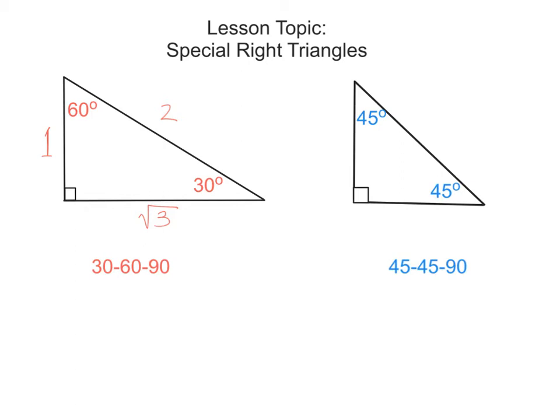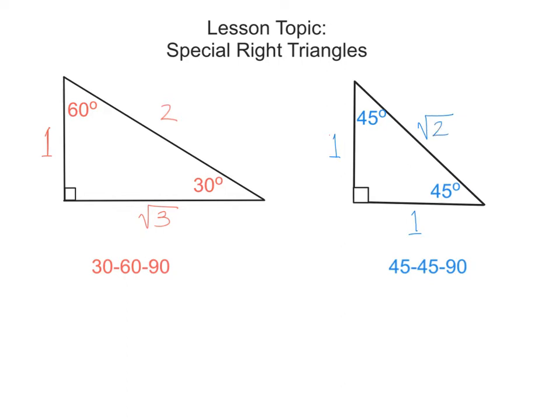Now the 45, 45, 90 triangle. Obviously this side and this side are the same length because they are across from two angles that are the same measure. So this is the same as this. Let's call those both 1. Okay, so 1 here, and this will be 1 here. So the two legs across from the 45 degree angles are 1, and that will leave us with a hypotenuse, which is the square root of 2.